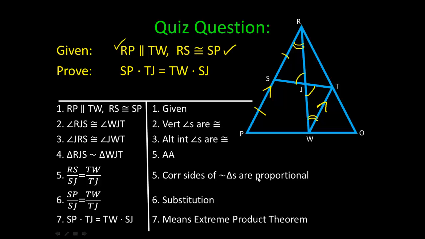and we can go back, and I told you this is from 8.1. Okay, we've got the means extremes product theorem. So now we take basically SP times TJ, and that's equal to SJ times TW, or whichever way you want to put it. But we use the means extremes product theorem there. So you might want to go back and look at it, because there's two theorems there that are going to be useful moving forward. That's one of them, and you can go find the other one for yourself.